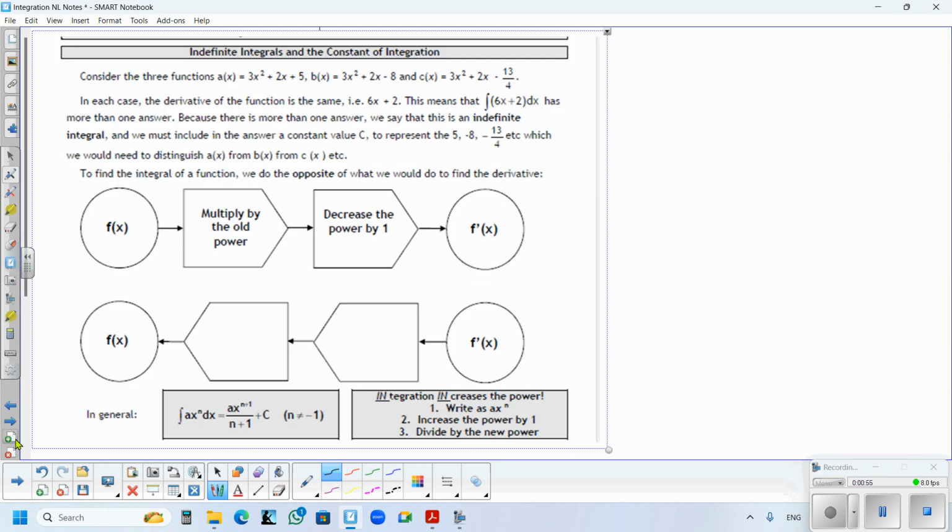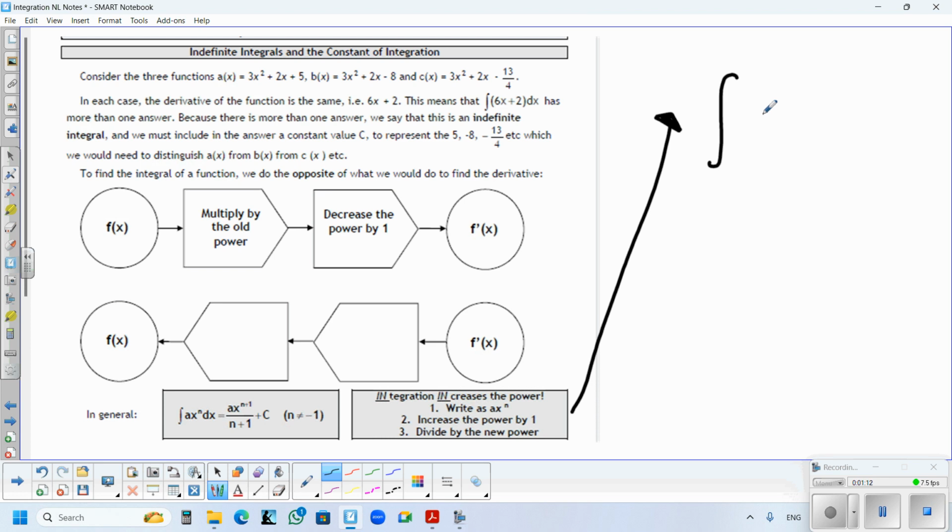Now, getting back to this thing here, it goes through a whole lot of stuff here. The only important bit here is this bottom part of your notes. So not too worried about all of this. Basically, if you want to find the integral of anything, if it's x to the power of n dx, you must have dx when you've got an integral because it's got to tell you to do the x's.